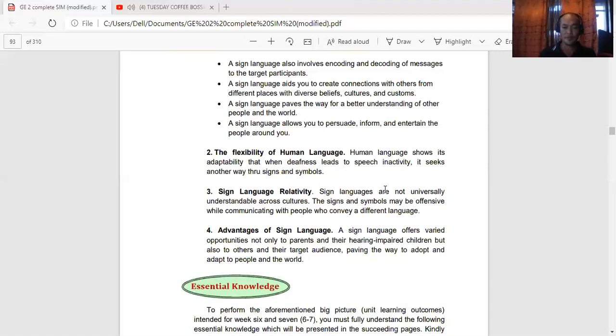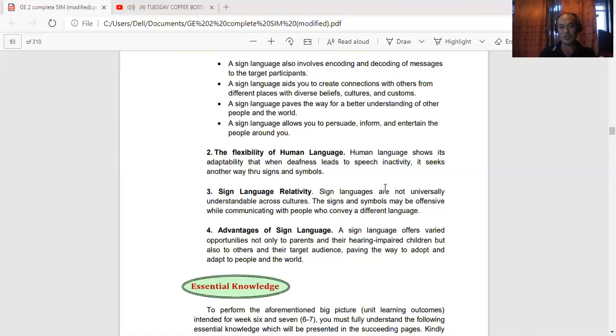Okay, so what else? Number 4, advantages of sign language. A sign language offers varied opportunities, not only to parents and their hearing impaired children, but also to others and their target audience, paving the way to adopt and adapt to people and the world. So these are the essential definitions of things.